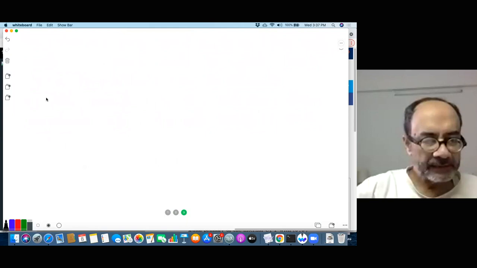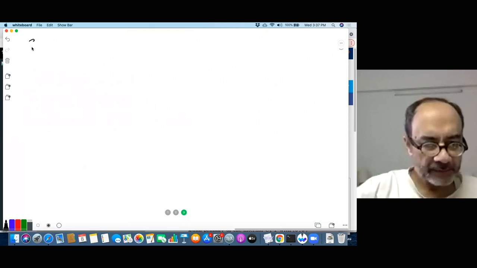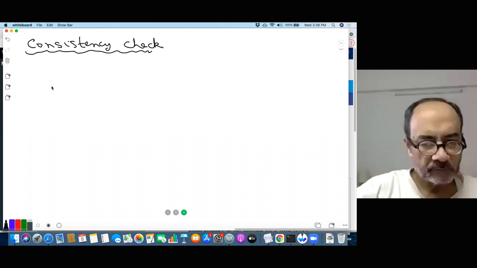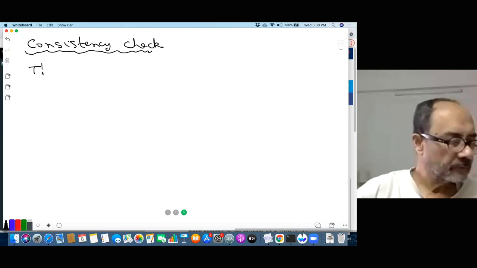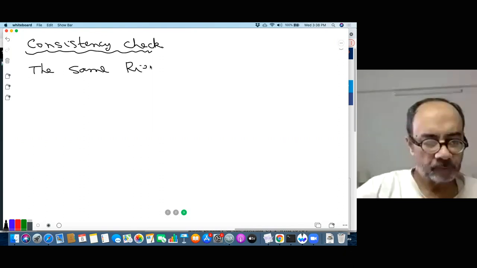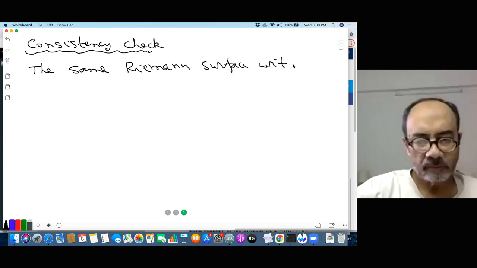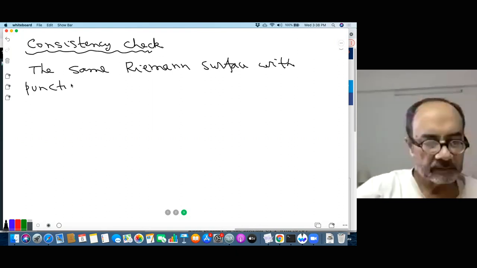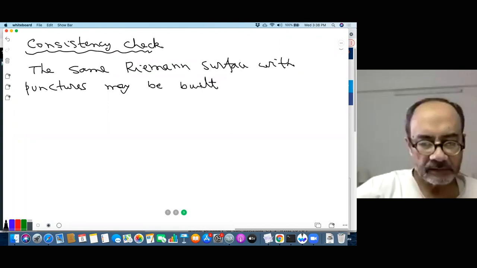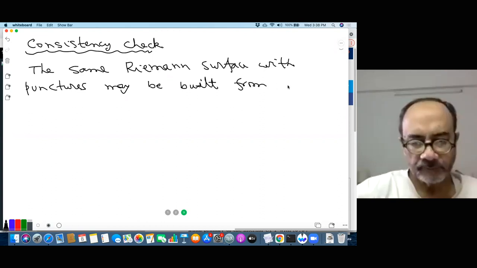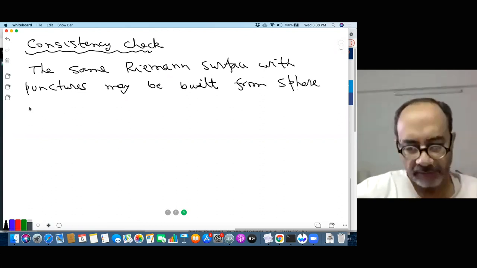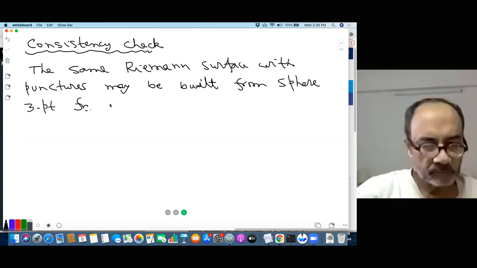Now we have to check for consistency. Let me explain where the consistency requirements come from. Often what happens is that the same Riemann surface with punctures may be built from sphere three-point functions in more than one way.